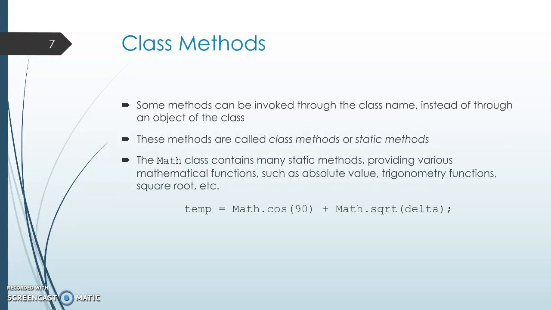Class methods. Some methods can be invoked through the class name instead of through an object of the class. These methods are called class methods or static methods. The Math class contains many static methods, providing various mathematical functions such as absolute value, trigonometry functions, square root, etc.